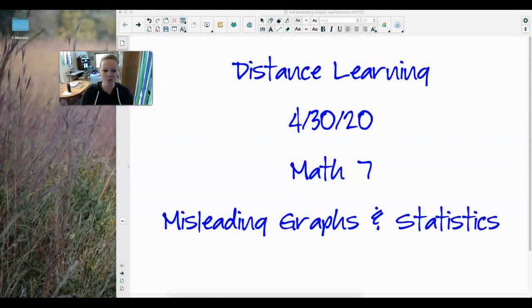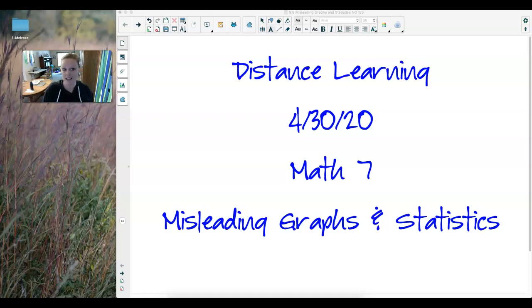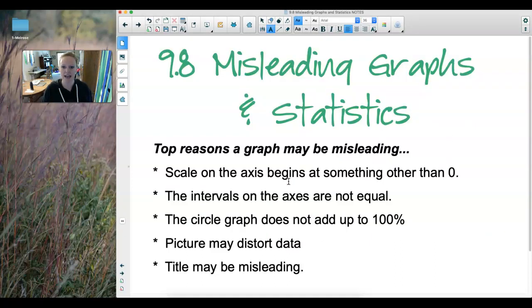Anyways, our plan today is to talk about misleading graphs and statistics. And this is something very relevant in what we're dealing with. We see all these different graphs and statistics about COVID-19 and everything else, and sometimes it can be kind of misleading. So being aware of what's misleading and what's not is very important for us. So let's start going through this. We are going to start by looking at top reasons that a graph can be misleading.